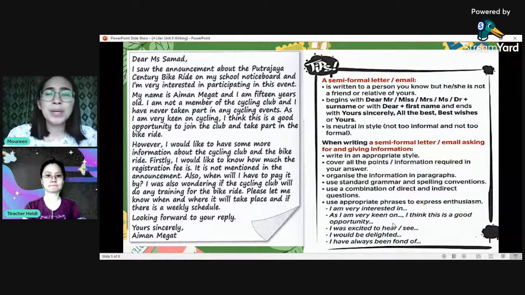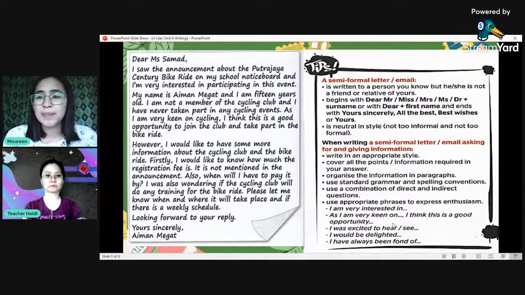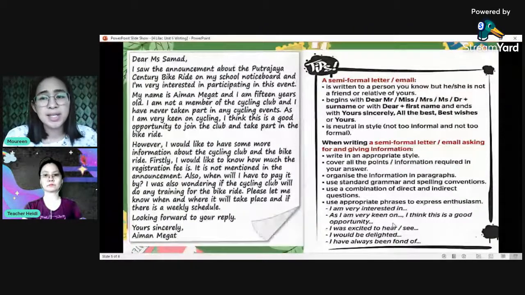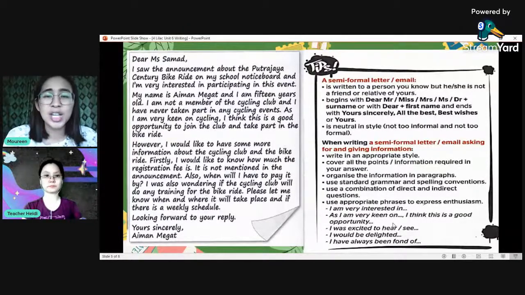Okay, so you should begin writing your formal letter or email using dear and the salutation Mr., Miss if you know the person, Mrs., Doctor, and the surname. Surname is the family name. In Malaysia, not everyone has a family name. The Chinese will have the family name. But in Malay, they normally convert it into the father's name. Okay, that is the surname.